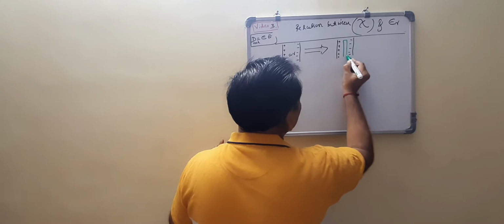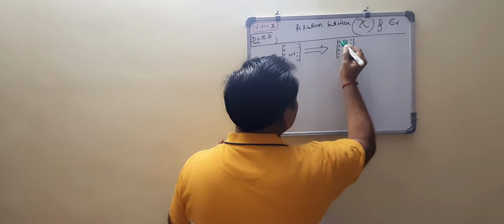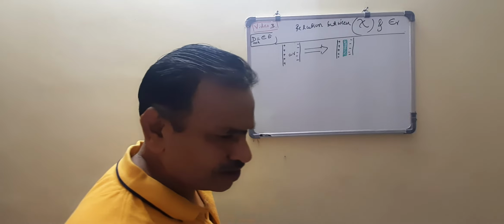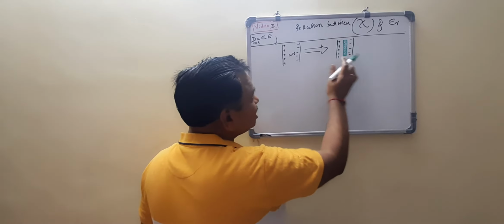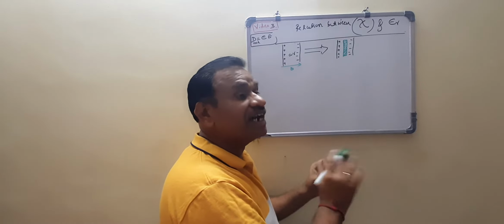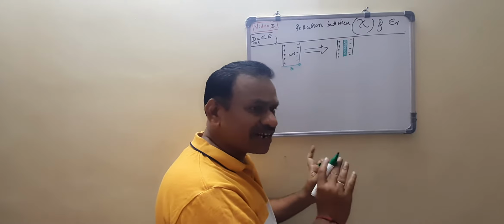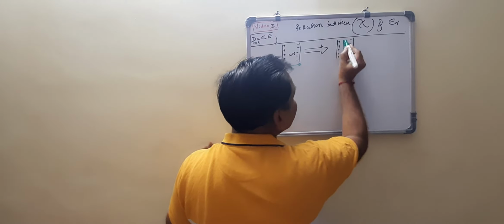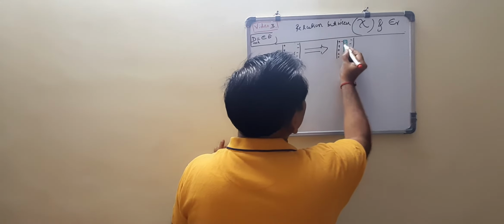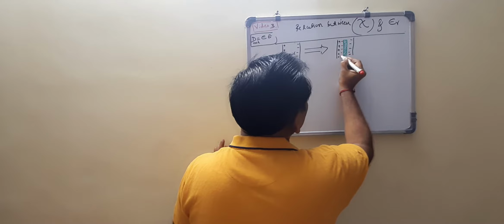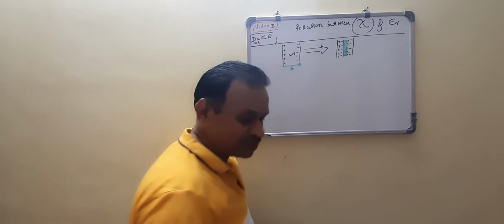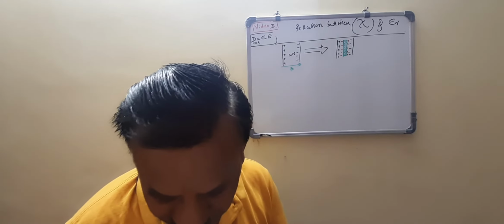A dielectric is nothing but an insulator. In an insulator there are no free electrons. But when subjected to an external electric field, there is a redistribution of the positive and negative charges. Initially it is electrically neutral, but now there is a displacement. Because of this displacement, here it is negative, here it is positive, and induced charges are created.